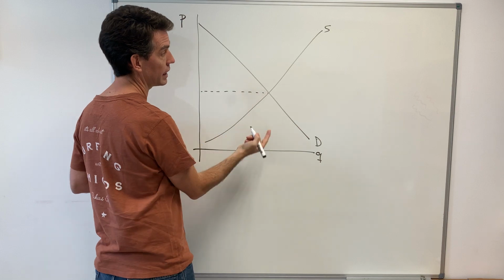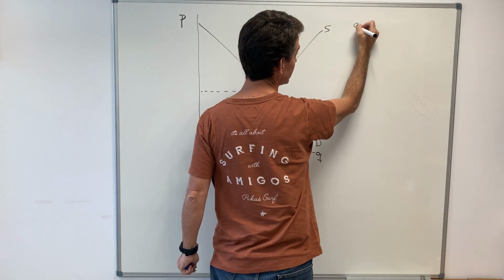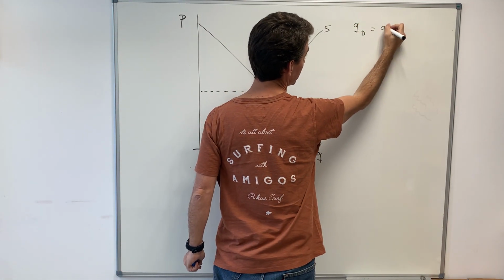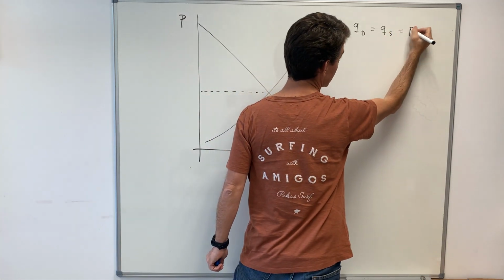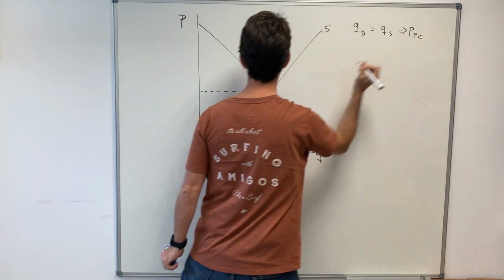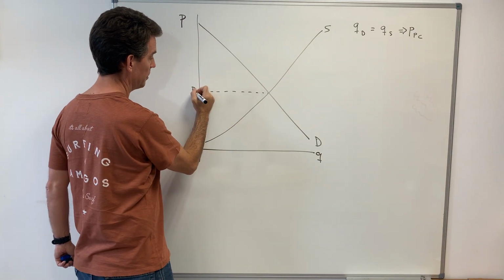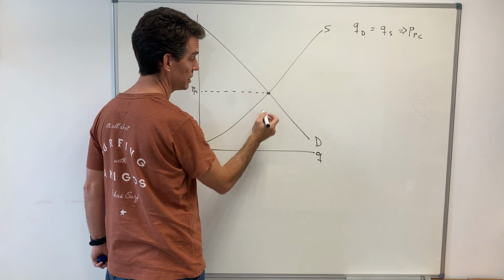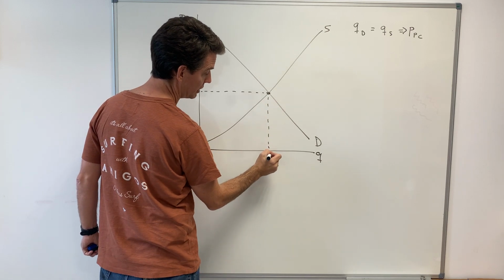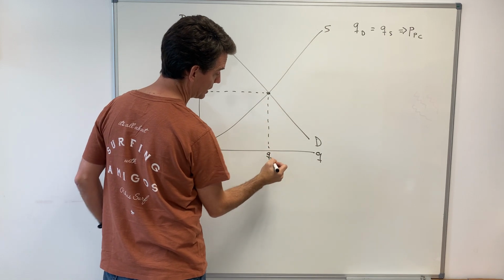So basically we can calculate this point by saying the quantity demanded is going to be equal to the quantity supplied. With that, we will obtain the price under perfect competition. We substitute it either in the demand function or in the supply function, and we obtain the quantity under perfect competition.